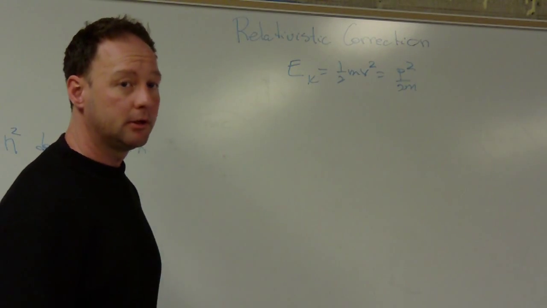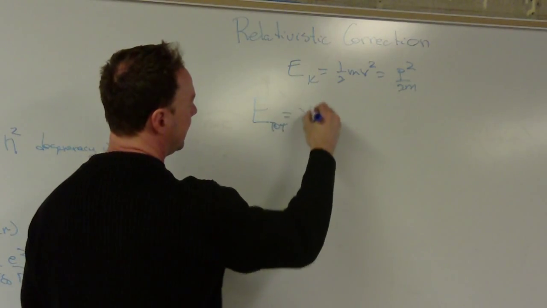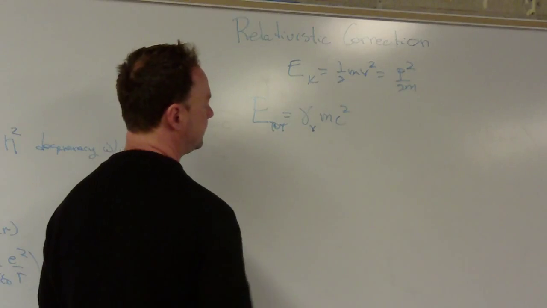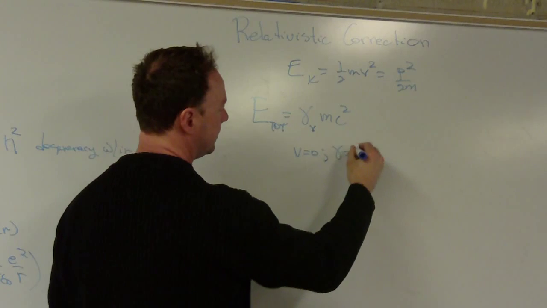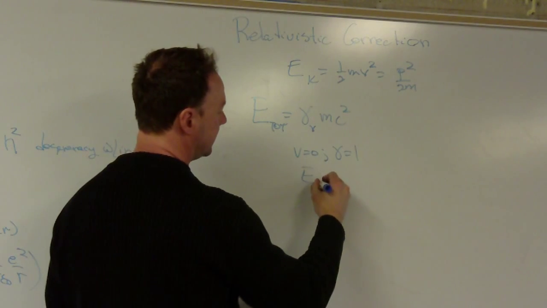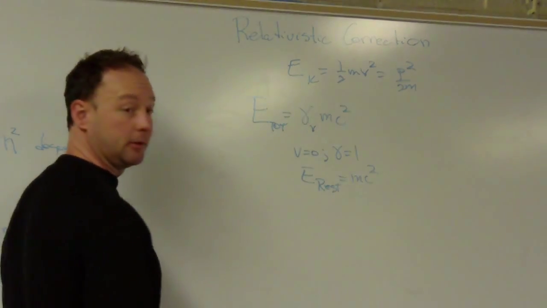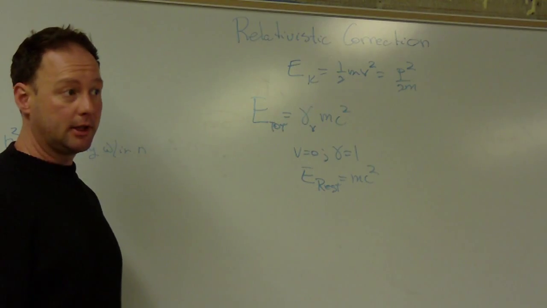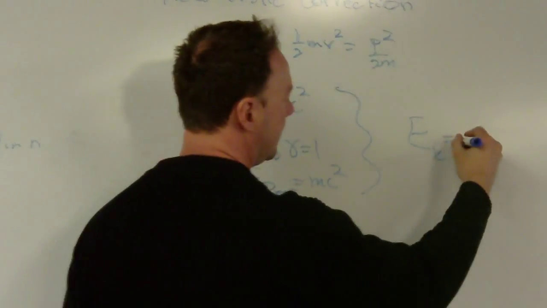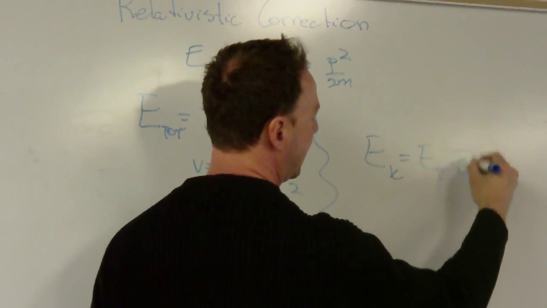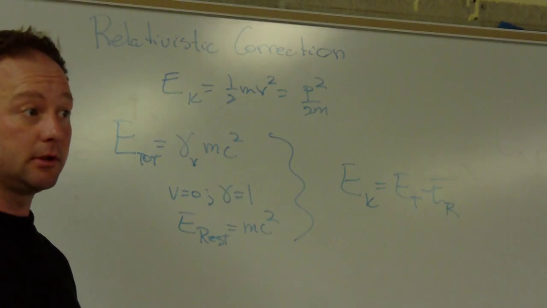Okay, what do we know is relativistic? We know that the total energy equals gamma(v) mc squared. All right, and we know if v equals 0, that gamma equals 1, and that E total is essentially E rest energy equals mc squared. Everybody agree? I'm going fast now. Okay, so therefore, if I take E total, how about this? EK equals E total minus E rest. Is that a good statement? The total energy minus your rest energy, that's what your kinetic energy is?